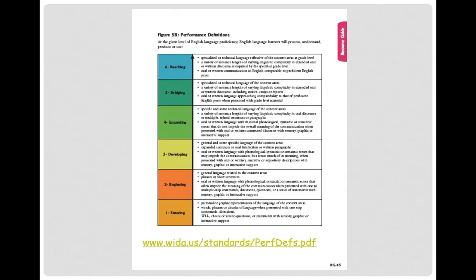To help you better understand the ACCESS for ELLs score report, this is an attached PDF document that you may find helpful. It connects students' language abilities with each performance level or score from 1 to 6. It will be helpful when looking at ACCESS score reports and determining students' abilities and needs. It can be downloaded at this link.